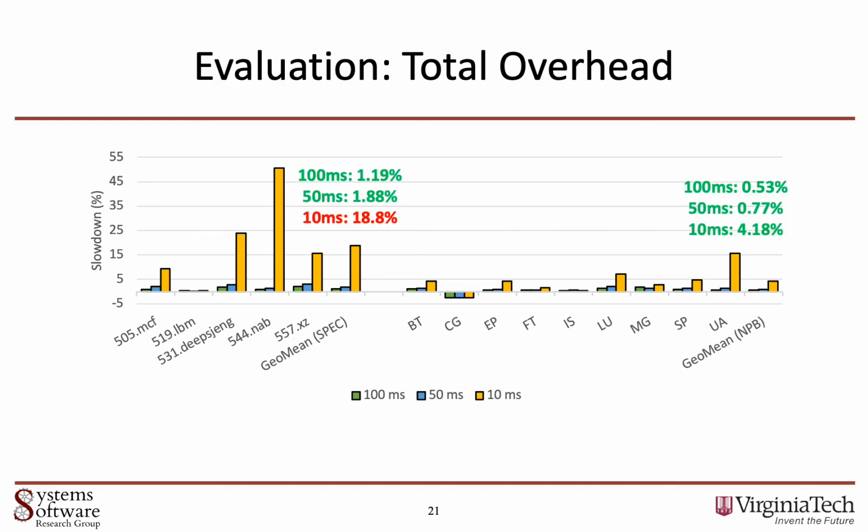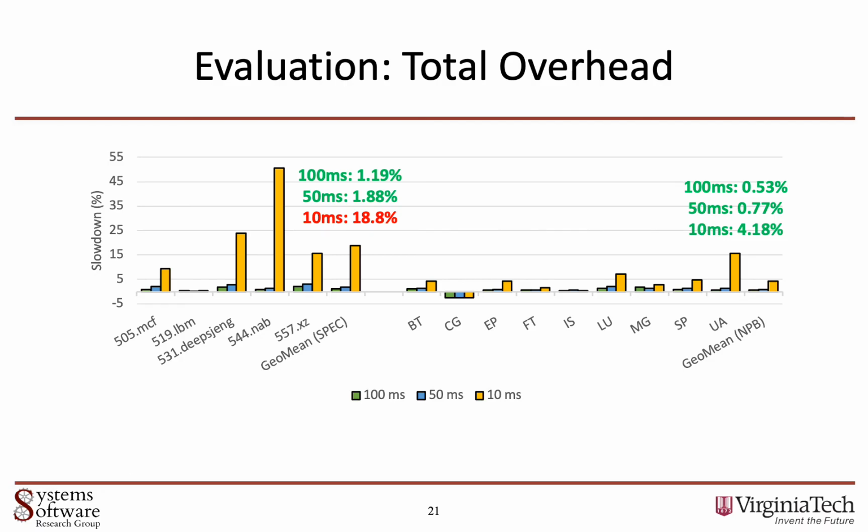For the spec benchmarks, for 100 millisecond and 50 millisecond periods, Chameleon adds less than 2% overhead. For the MPB benchmarks, Chameleon adds less than 1% overhead for 100 milliseconds and 50 milliseconds, and less than 5% overhead for a 10 millisecond re-randomization period. For the spec benchmarks, 10 millisecond re-randomization incurs a significant cost of 18.8% overhead. We will discuss this in the next slide.